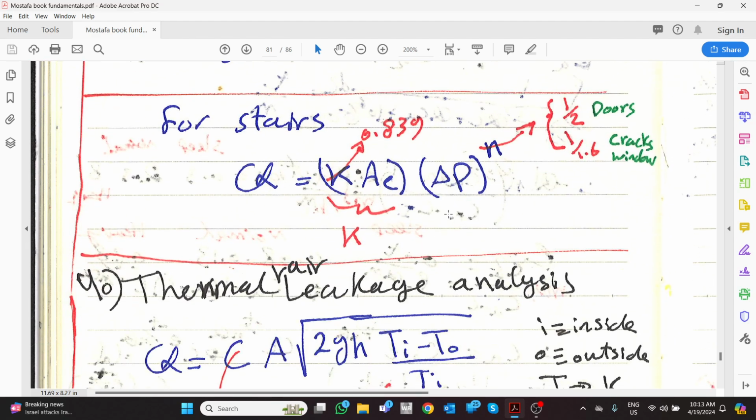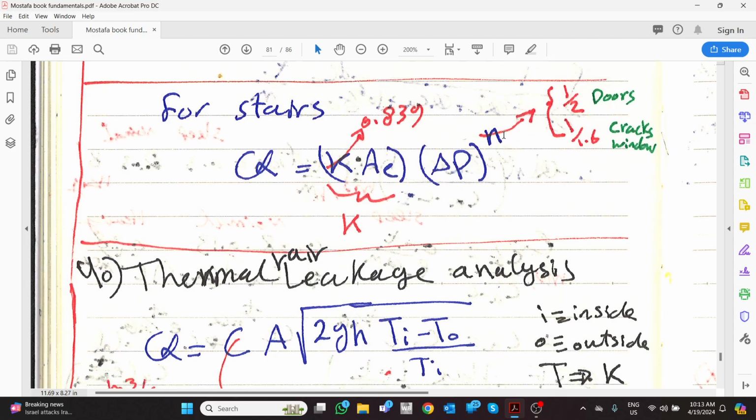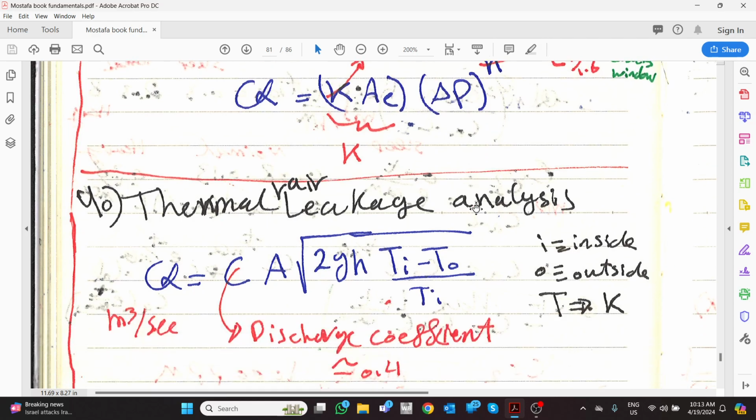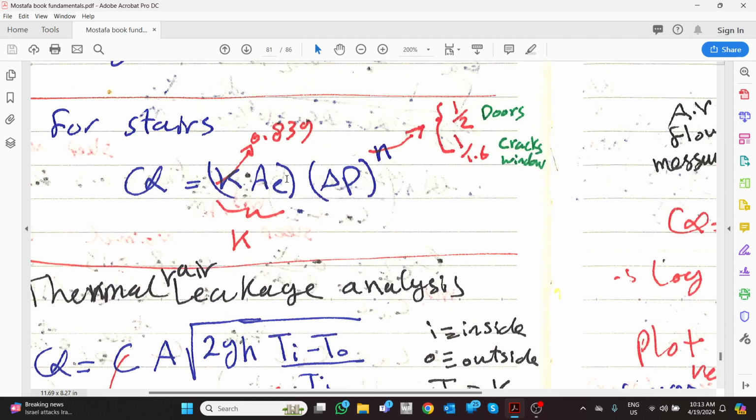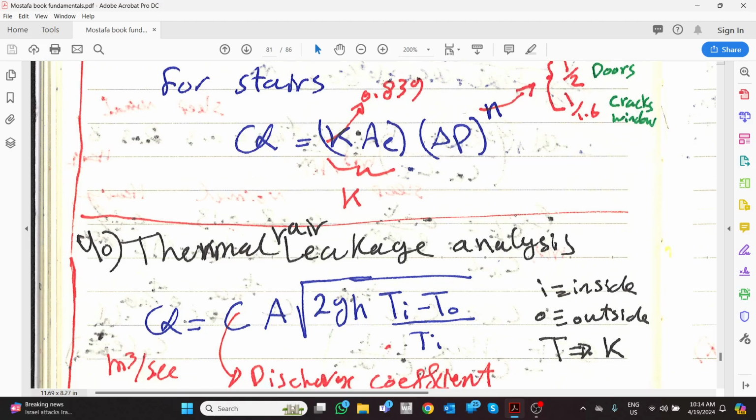This is what we discussed for the stair, because we know this one and we know this one. If it is doors, it will be 1 over 2. If it is cracks or windows, it will be 1 over 1.6. This is only applicable for the stairs, or for rooms which have doors.